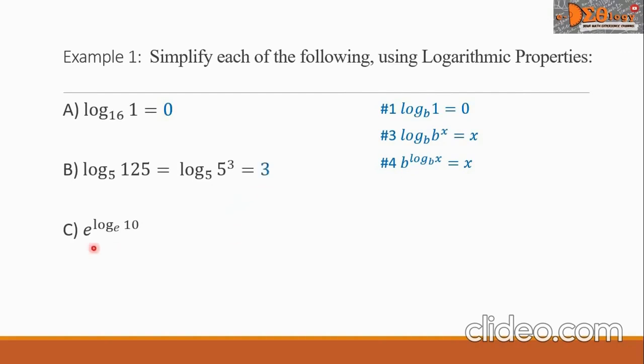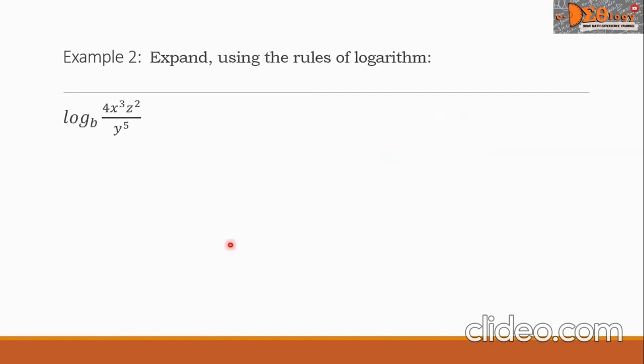For problem C, the e raised to log of 10 to base e, we're going to use property number 4. And the answer here is the value which is 10. So the answer here is 10. So these are now the final answers. Let us go to example 2. Expand using the rules of logarithm.